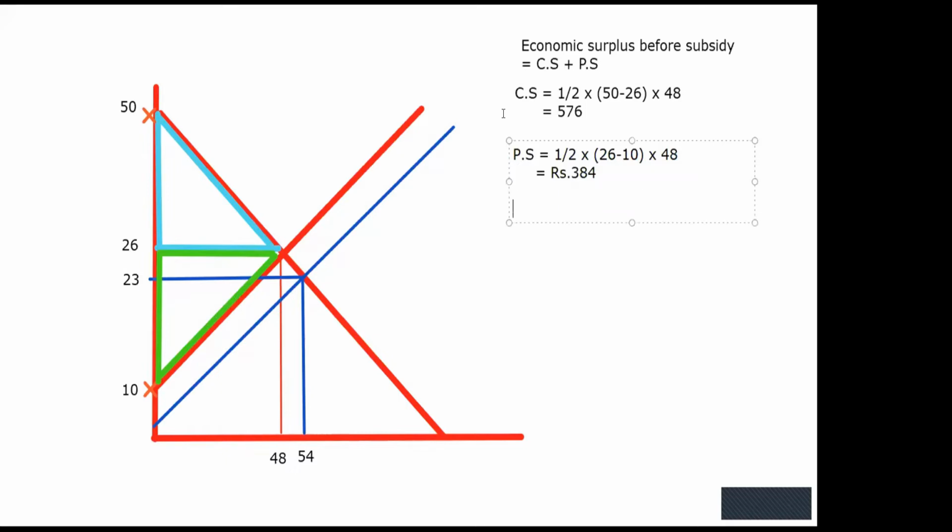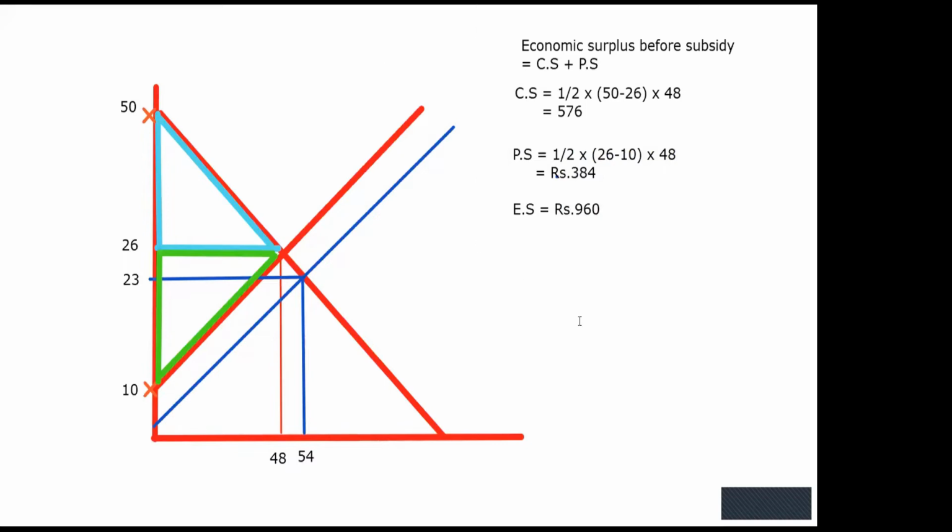So then what is economic surplus? Economic surplus is the addition of these two, 576 and 384. In total we get 960. So economic surplus is 960. Should I show how I got the 10? Yes, in your working, because anyway you have to calculate the 10 now. So show that working also in your paper.